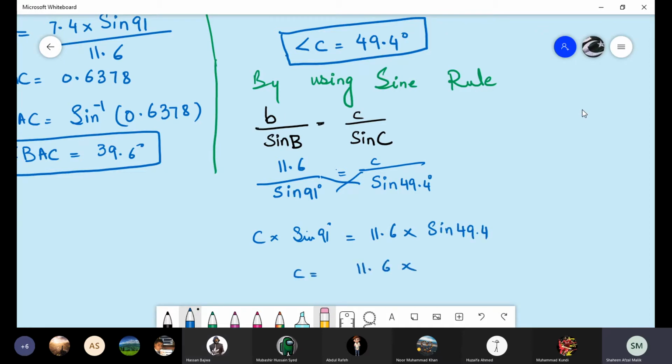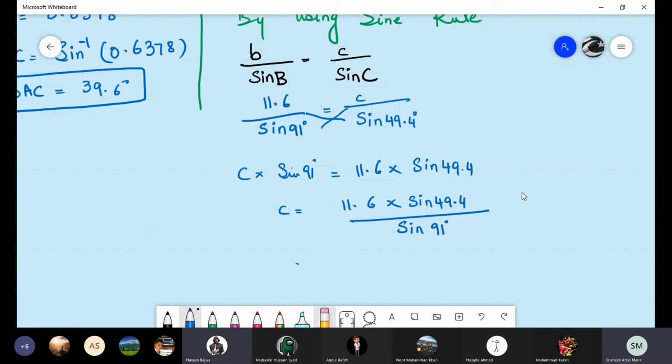So C is equal to 11.6 multiplied by sine 49.4 divided by sine 91. You can enter all these values together on your calculator and tell me the answer. 8.809. So we can write 8.81 centimeters.